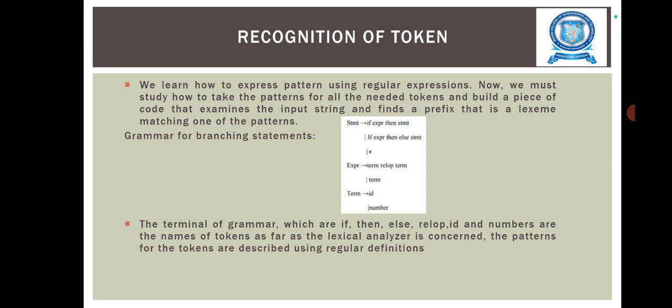Recognition of tokens. We learned how to express patterns using regular expressions. Now we must study how to take the patterns for all the needed tokens and build a piece of code that examines the input string and finds a prefix that is a lexeme matching one of the patterns. Here it shows the grammar for branching statements: if expression then statement. That means the terminals of the grammar, which are if, then, else, relational operator, id, and numbers, are the names of tokens as far as the lexical analyzer is concerned. The patterns for the tokens are described using regular expressions.